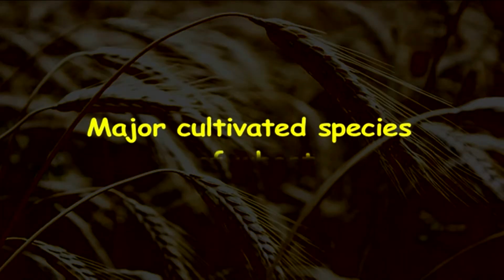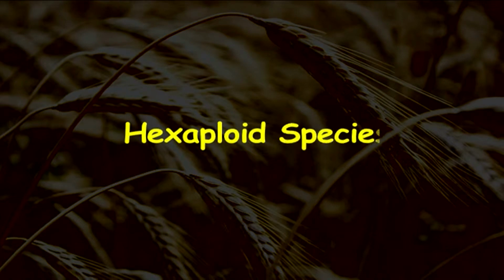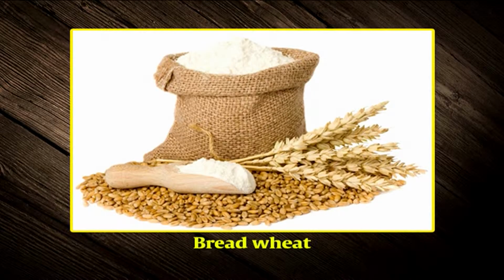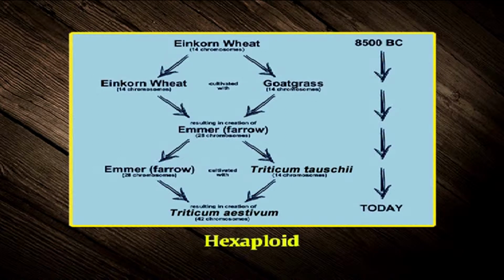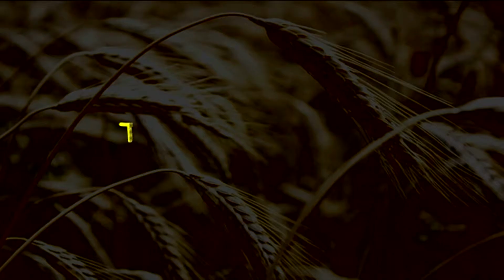Major cultivated species of wheat. Hexaploid species. Bread wheat, Triticum aestivum, is a hexaploid species that is the most widely cultivated in the world. Triticum spelta, another hexaploid species, is cultivated in limited quantities.